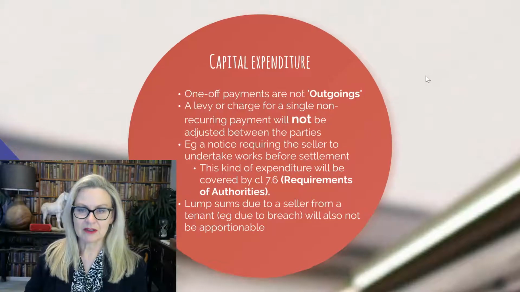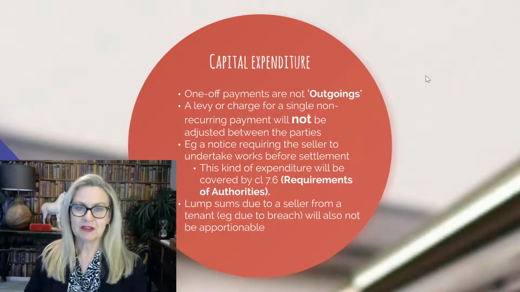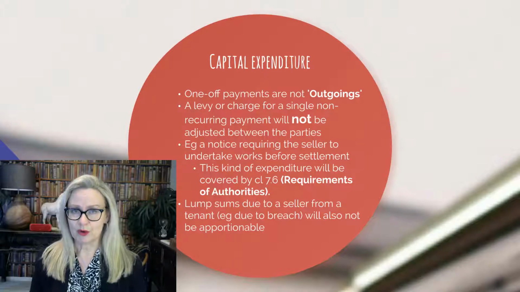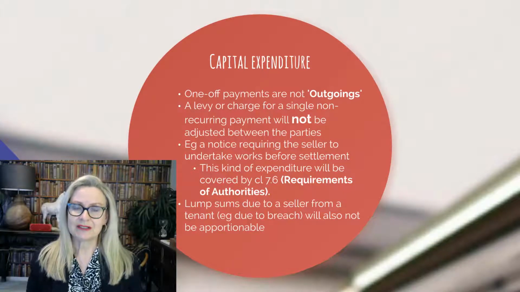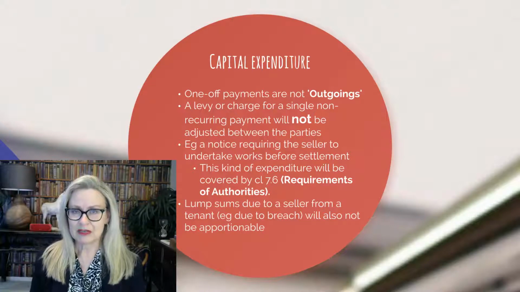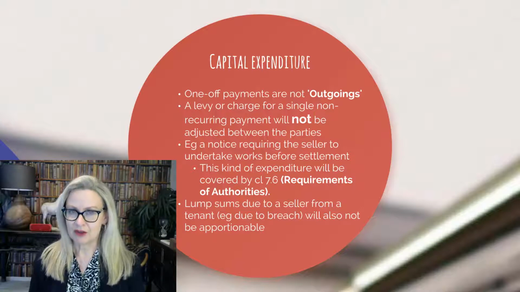Now, what about capital expenditure? Well, capital expenditure, one-off payments, single non-recurring payments, all of these things are not outgoings, and so they are not going to be apportionable or adjusted between the parties. For example, a notice from an authority requiring the seller to undertake certain works is not the kind of thing that will be apportioned between the parties. Rather, that is covered by clause 7.6 of the standard contract. That is requirements of authorities, and the seller will be required to take care of that.